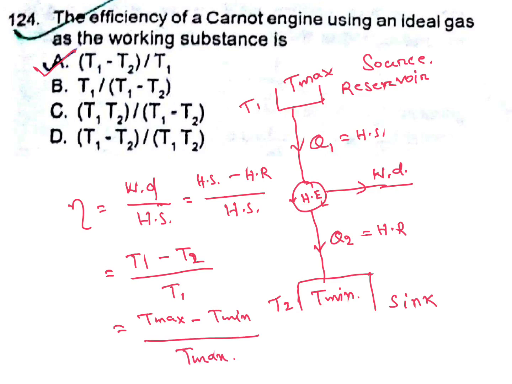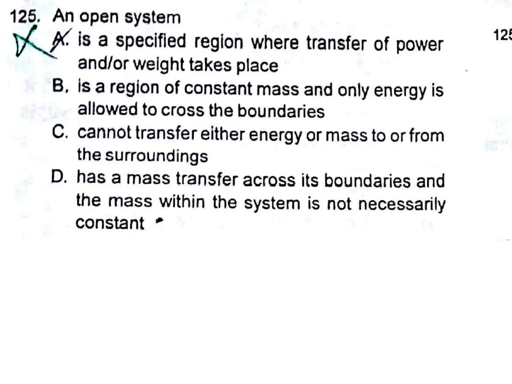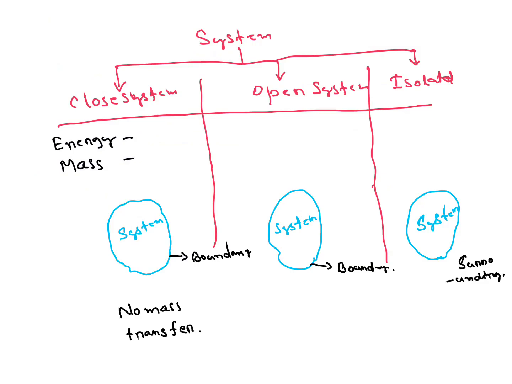In an open system, first I will explain open system, closed system, then isolated system, then I will answer this question. This is the system and outside is the surrounding. In a closed system, energy can flow outside the system, energy can go outside, but mass cannot go. Energy can enter or energy can go outside of the system. And in an open system, both energy can go or enter. Mass also can go or enter.